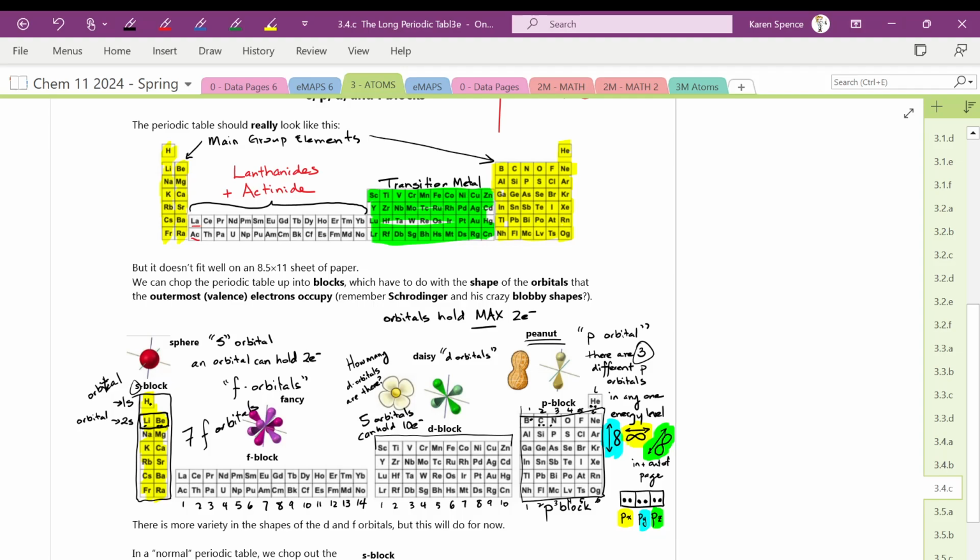So how many people might be interested in the enriched stuff on electron configurations that relate to this? 1, 2, 3, 4, 5. Anyone else? I'll make 10, because sometimes people change their mind. Thank you. That's great.